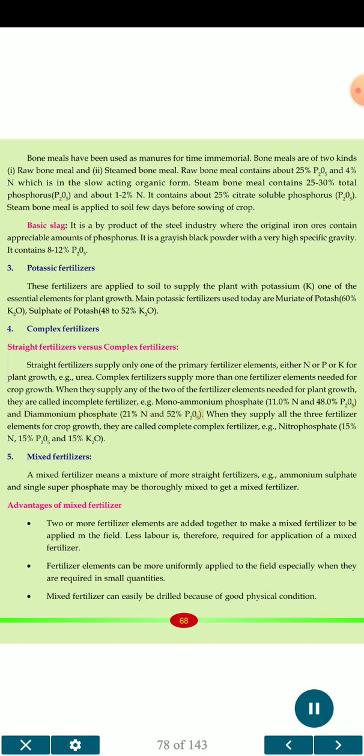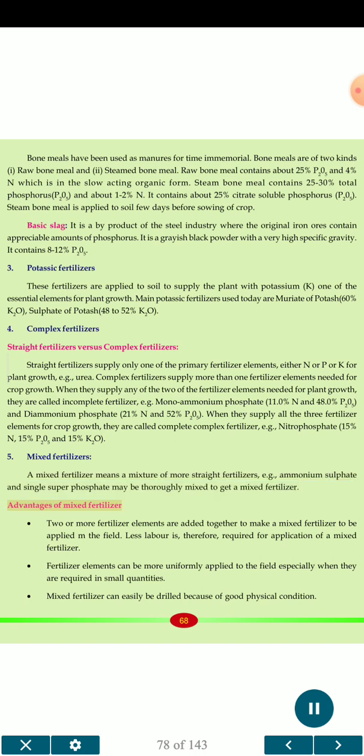When they supply all three fertilizer elements for crop growth, they are called complete complex fertilizer, e.g., nitrophosphate, 15% N, 15% P2O5 and 15% K2O. 5. Mixed fertilizer. A mixed fertilizer means a mixture of more than one straight fertilizer, e.g., ammonium sulfate and single superphosphate may be thoroughly mixed to get a mixed fertilizer.